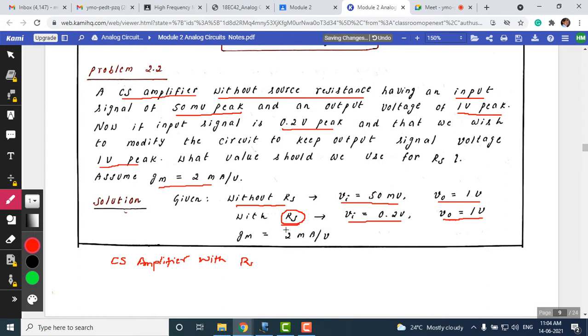Though the problem seems a little tricky, it's very simple. The transconductance given is 2 milliampere per volt. This is the problem. I hope everybody understood the problem.